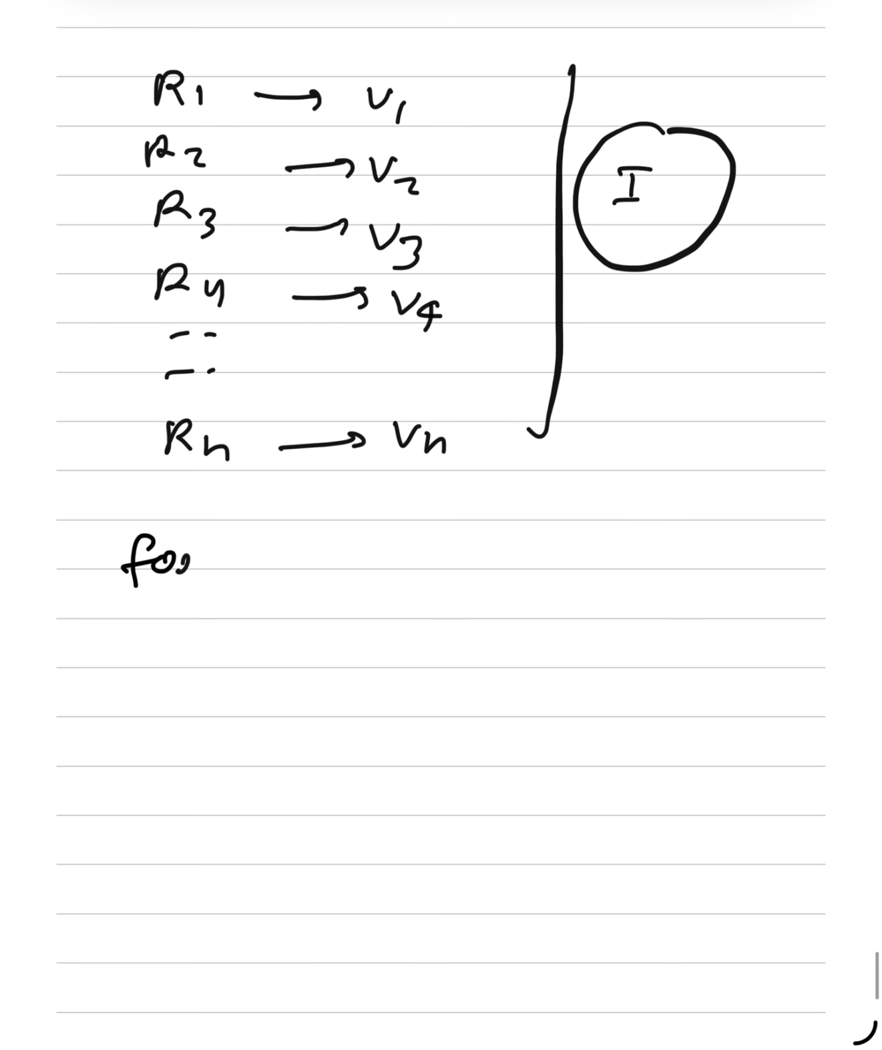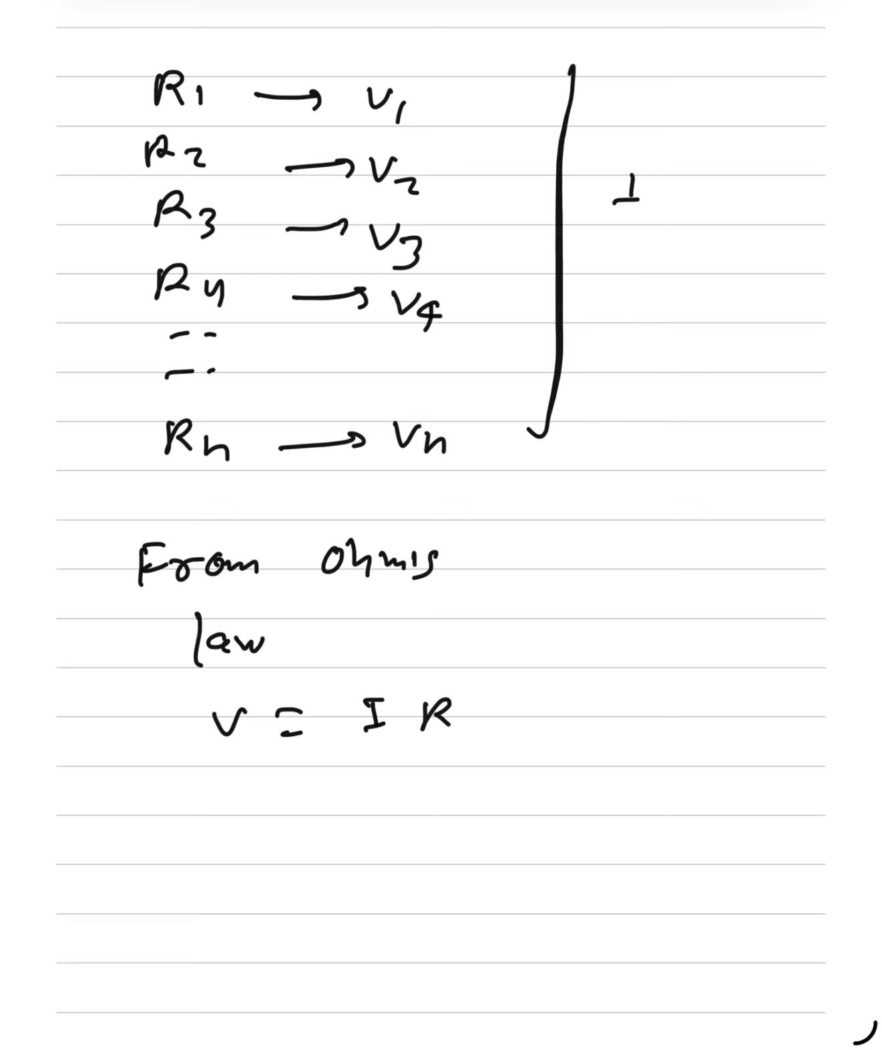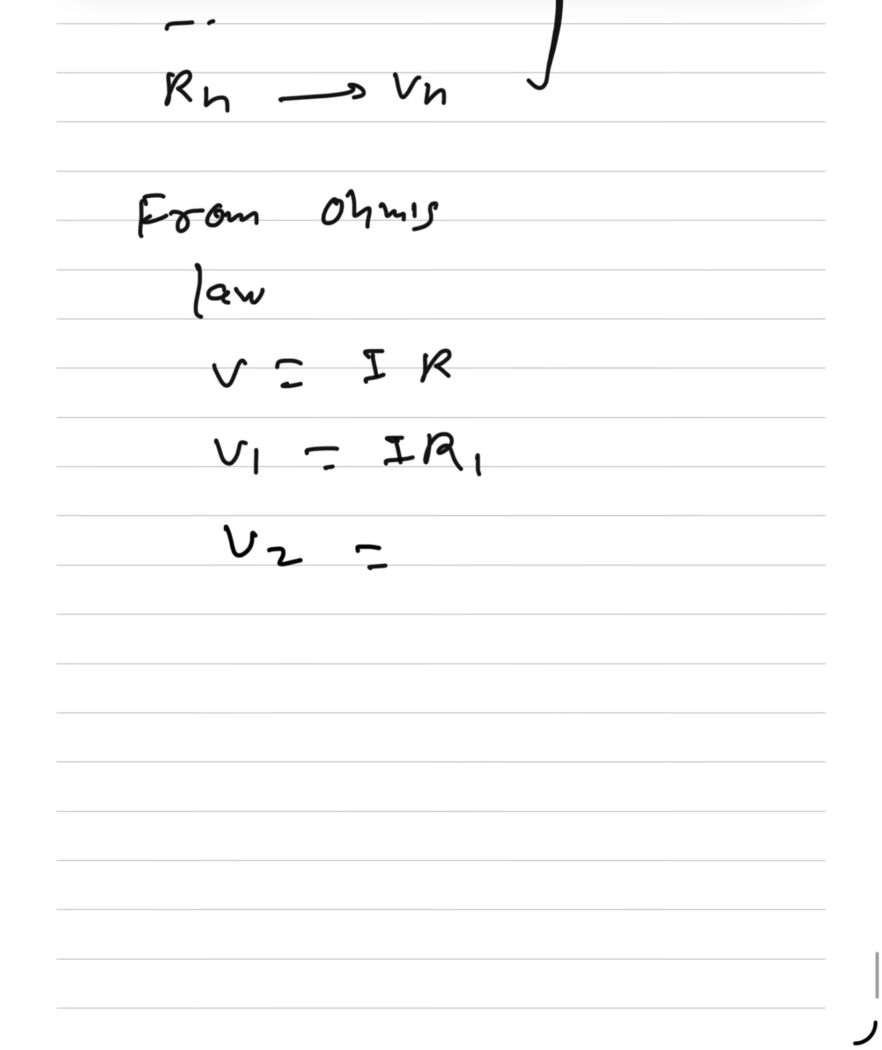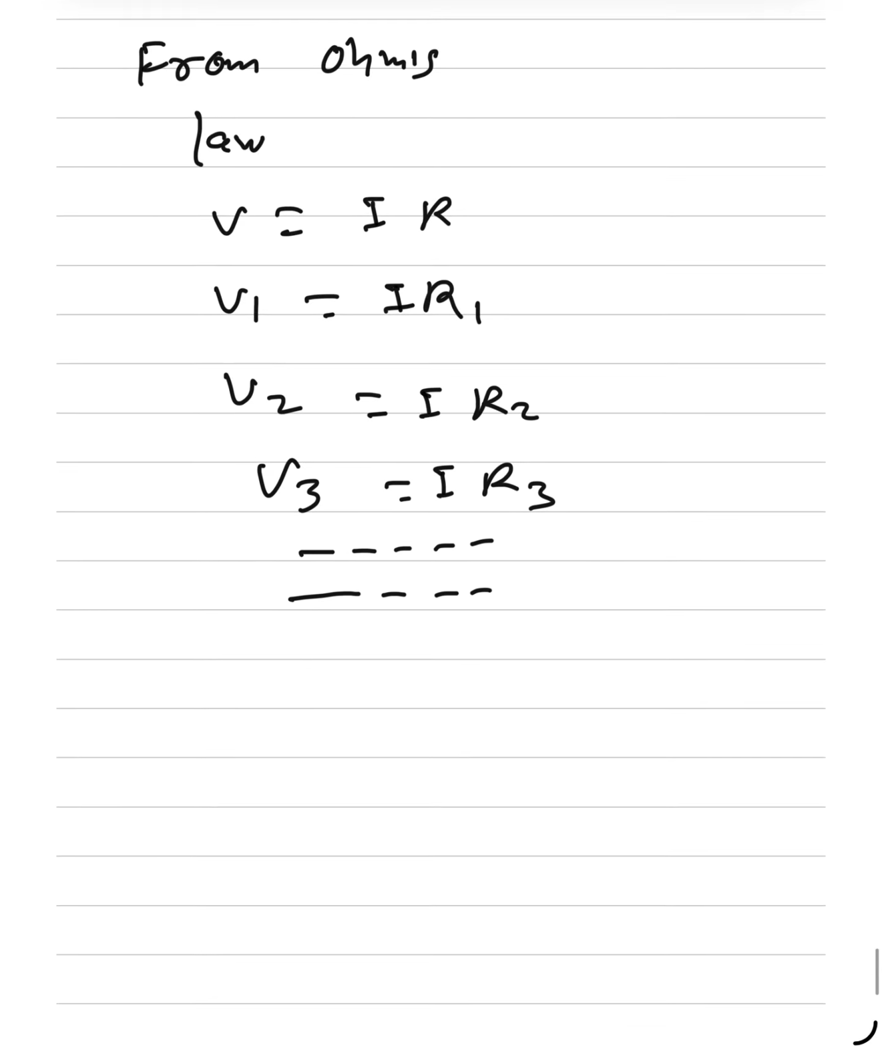From Ohm's law, V equals IR, so V1 equals IR1, V2 equals IR2, V3 equals IR3, and similarly for the last resistance, Vn equals IRn. The total potential difference V equals V1 plus V2 plus dot dot plus Vn, right?